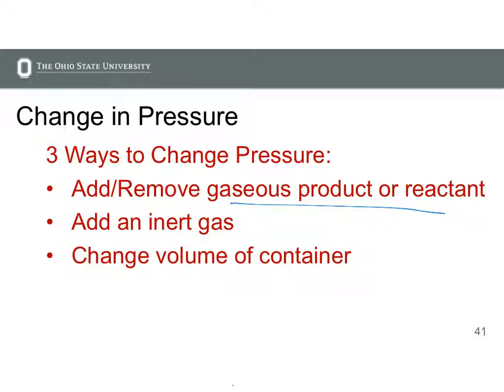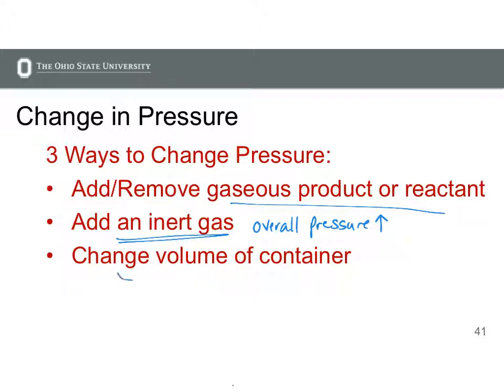The other way that you can change the pressure of a system is to add an inert gas. So this is a gas that's not going to react. It's basically just in there, making the overall pressure increase. It doesn't change the partial pressure of the gases that are involved in the reaction that we're concerned with. And that's going to be an important fact, okay?